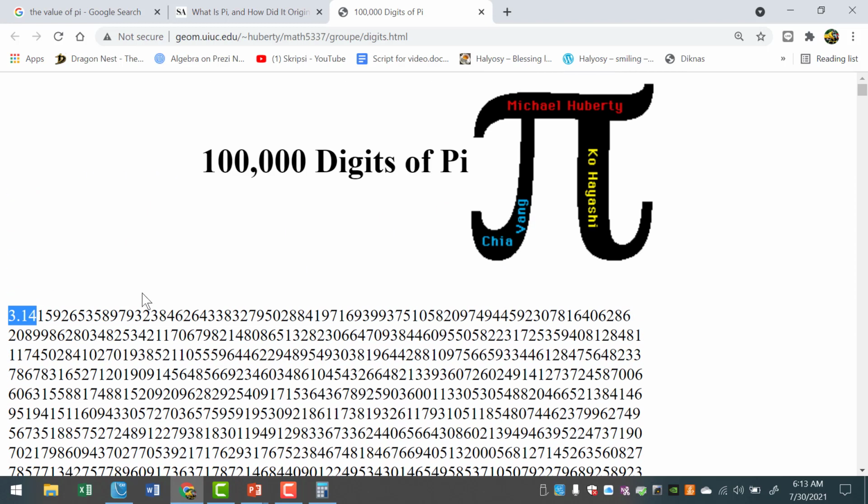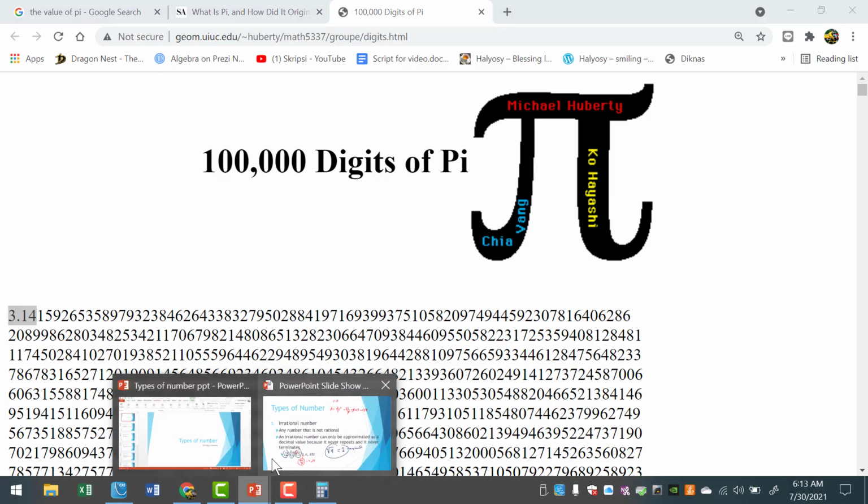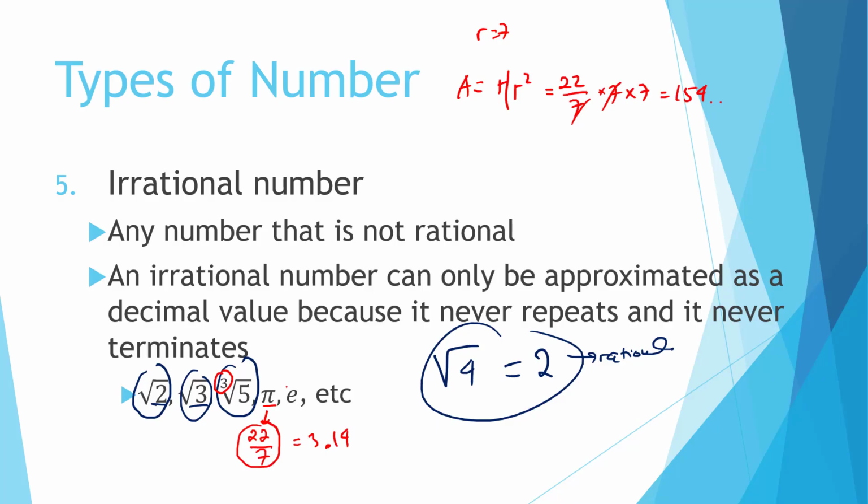Because the exact value of pi is like this, and it doesn't have any pattern, we can conclude that pi is irrational. So again, 22 over 7 is just an approximation. This is also 3.14, but we have other digits after it, and they are not the same. That's why pi is an irrational number.